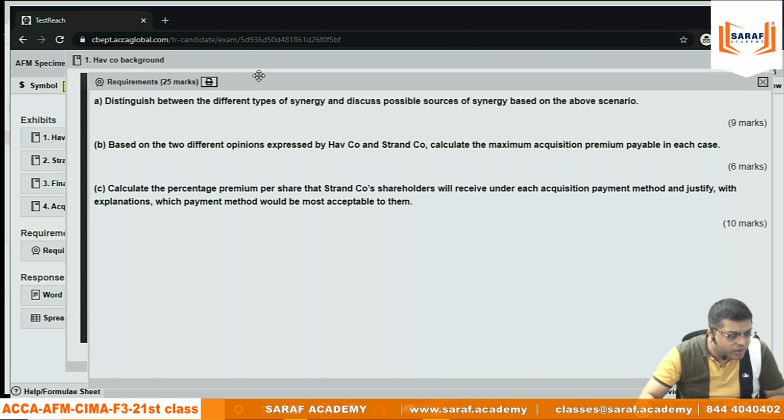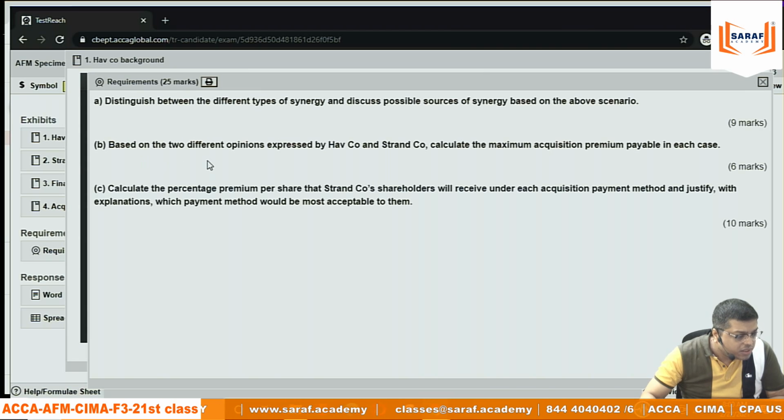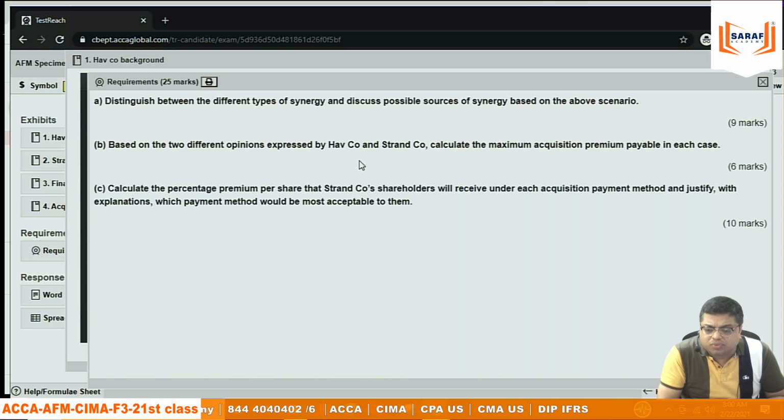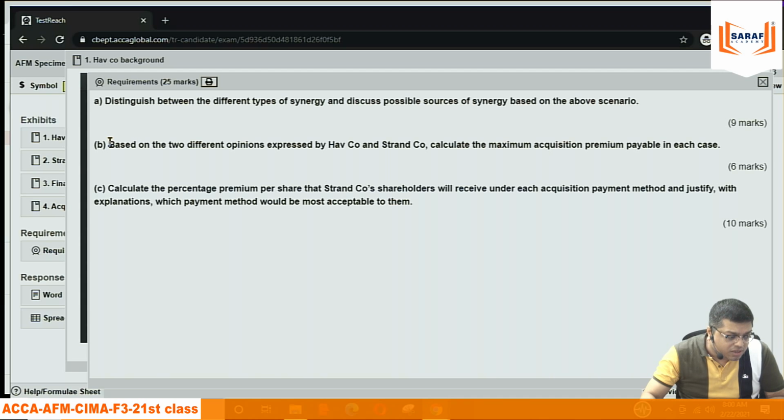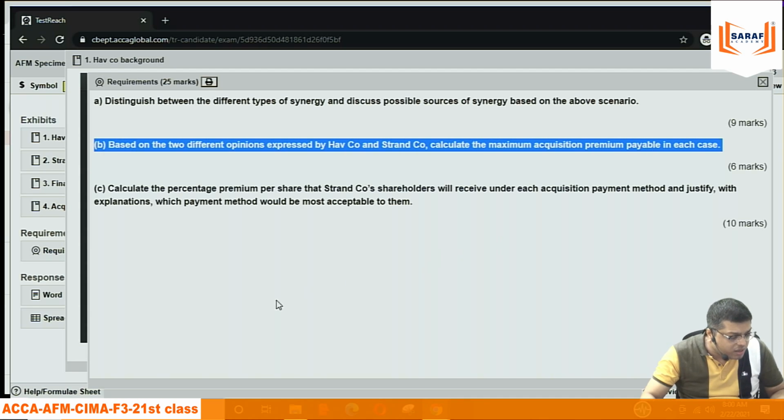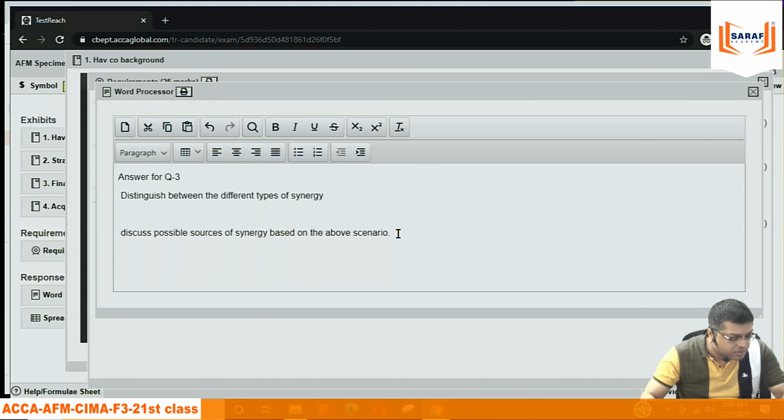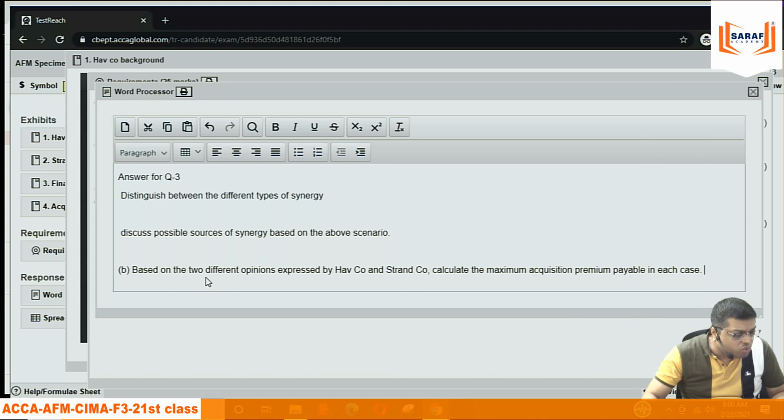Then, going into the requirement, the second one: based on the two different options expressed by H company and S company, calculate the maximum acquisition premium payable in each case. That means it's a numerical part. Maybe I want to solve this in the Excel sheet. It's okay, but for the time being I'm pasting that in the Word file only, so that I don't have to open the requirement again. Based on the two different options expressed by H and S, I need to calculate the maximum acquisition premium payable in each case. That is my objective here.